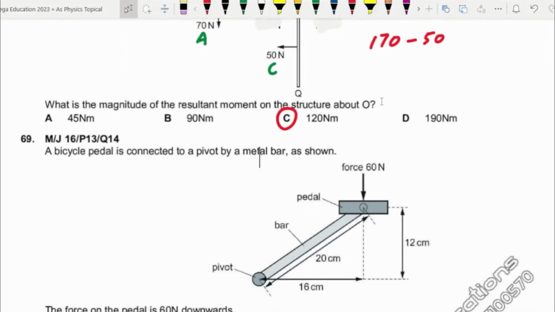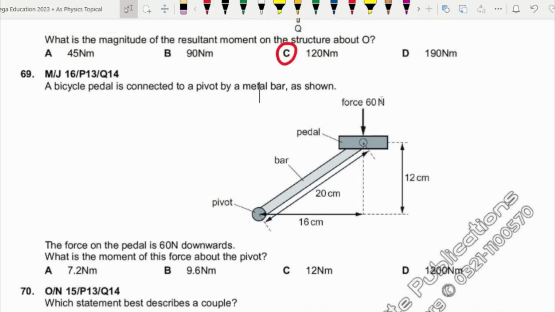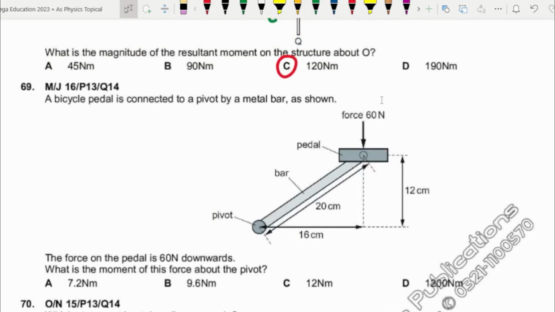Let's take a look at the next one. A bicycle pedal is connected to a pivot by a metal bar. The force on the pedal is 60 Newton downward. What is the moment of this force about the pivot? So they're asking about the moment of force of this force.